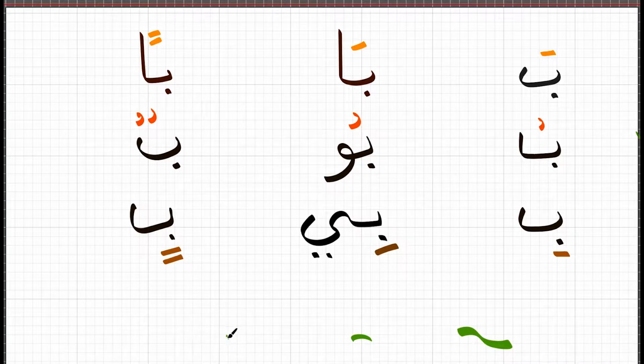Okay, back again to our sign. The last one is this guy here. This one here is called kasra. And kasra actually is always on the bottom of the letter, and the sound it makes is e. For example, here, when I have it with ba, it becomes bi.